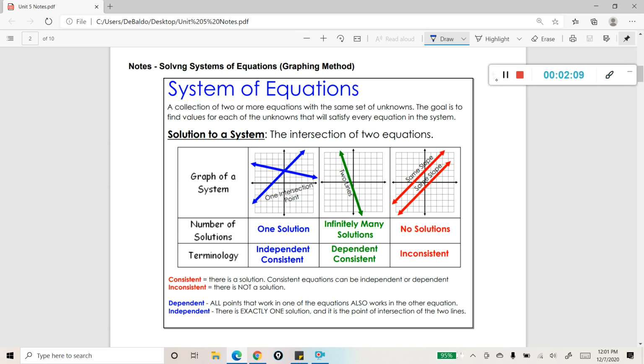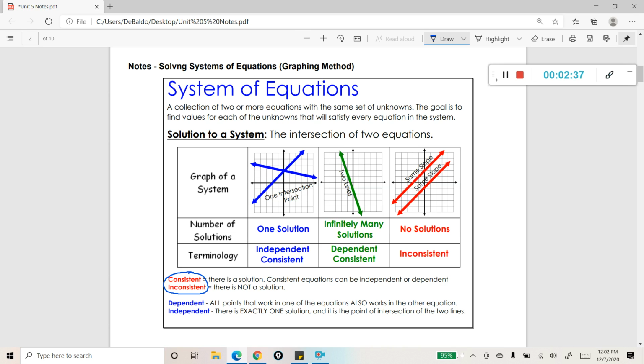Now let's talk about a little bit of vocabulary. So if you look at the bottom here, we have some vocabulary. And the first that I want you to look at is the vocabulary consistent and inconsistent. Basically, what consistent means is that there is a solution to the system. And inconsistent means that there is not a solution to the system.